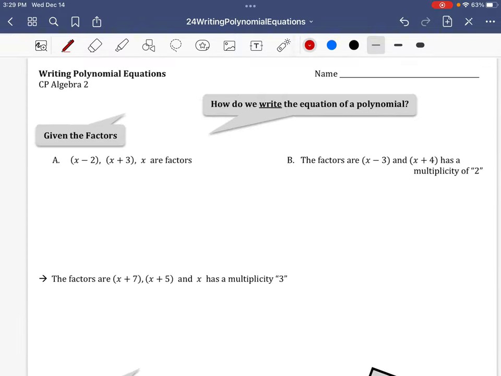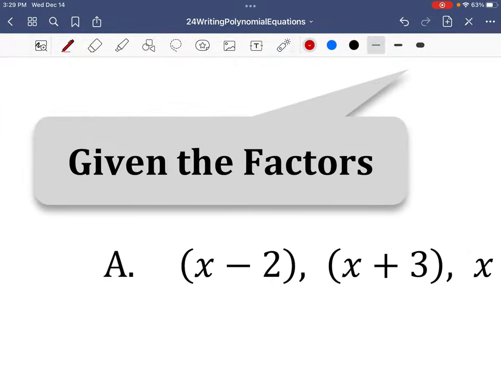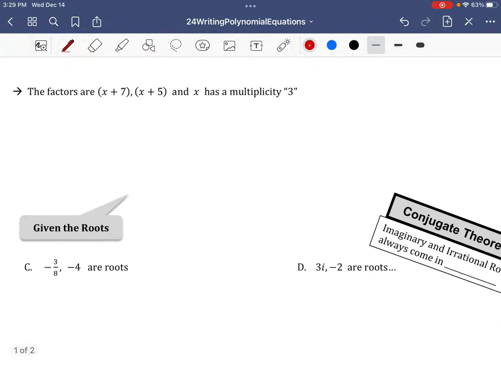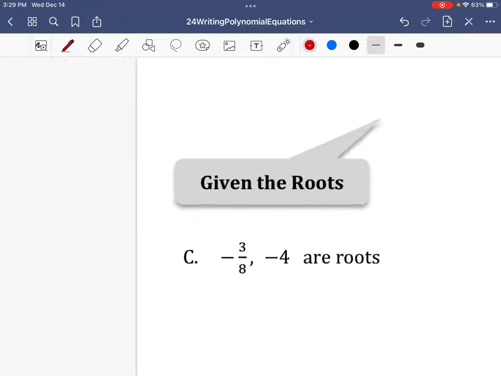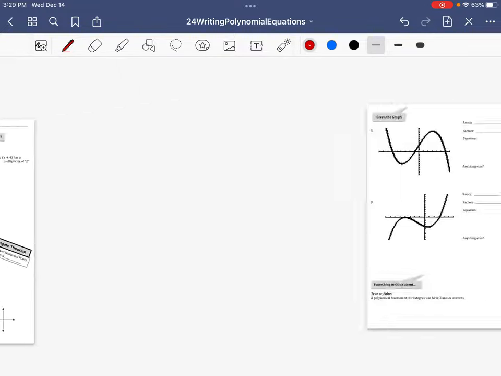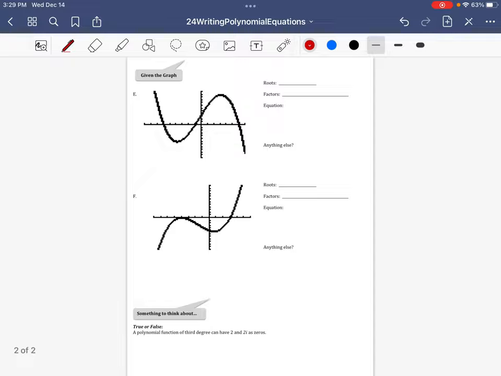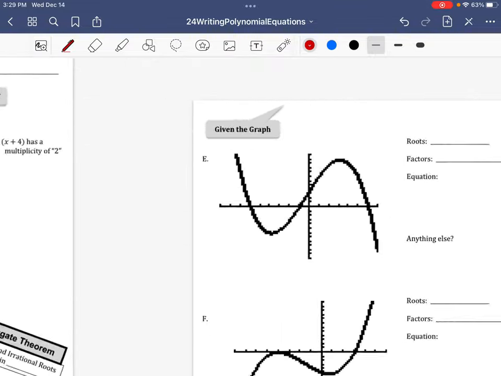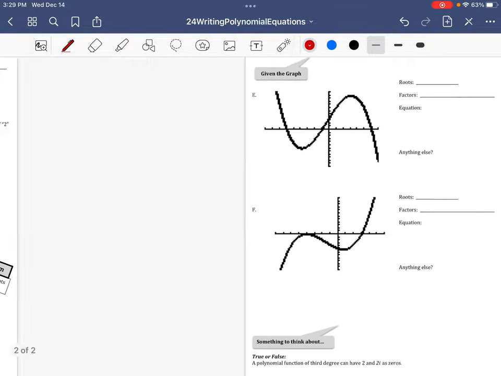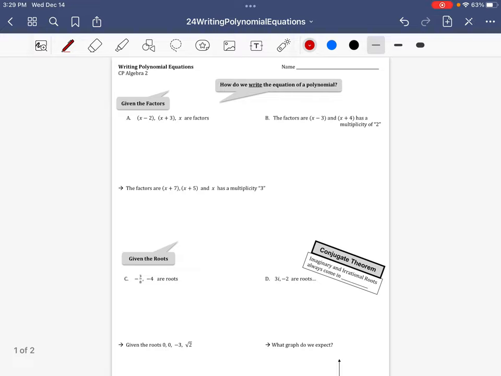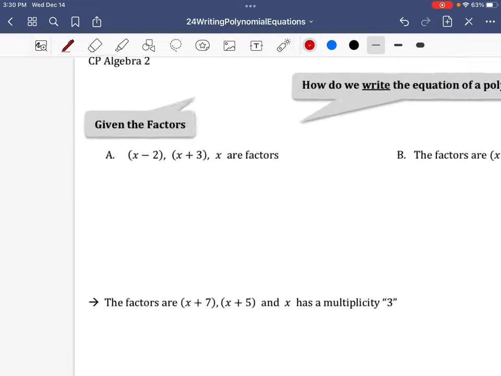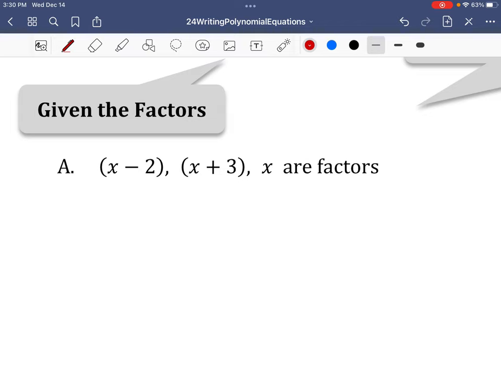Well, it depends on what you start with. It depends on if you're given the factors, or maybe you'll be given the roots. Or if we flip over to the back, we'll be given a graph. So how are we going to write an equation given each of these? Well, you'll find out that it's just a little bit of a progression.